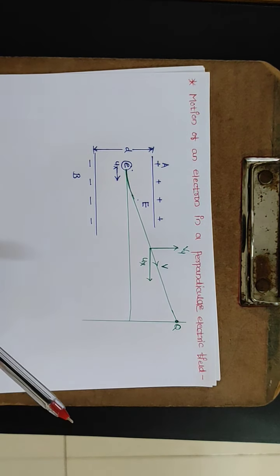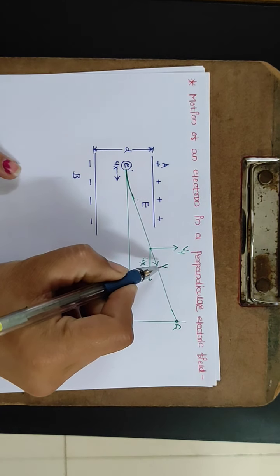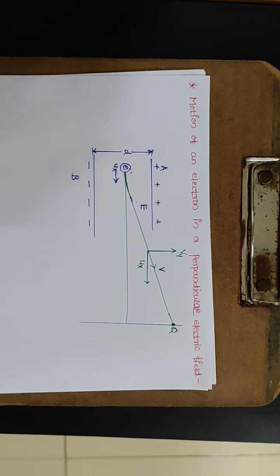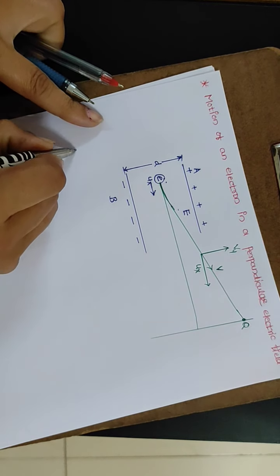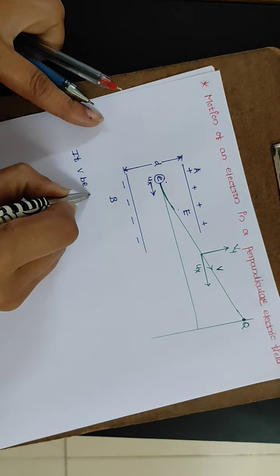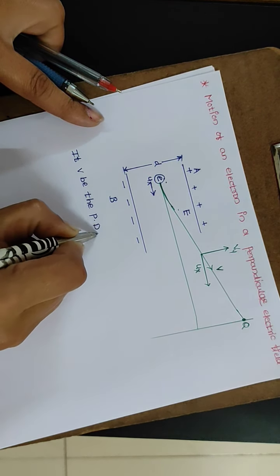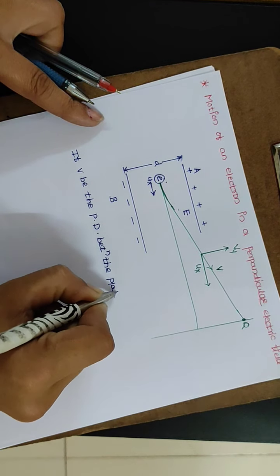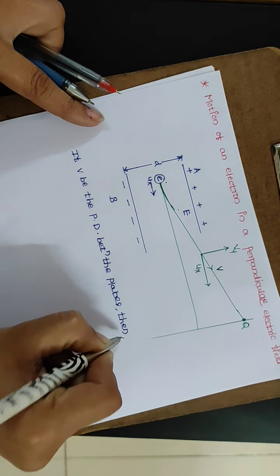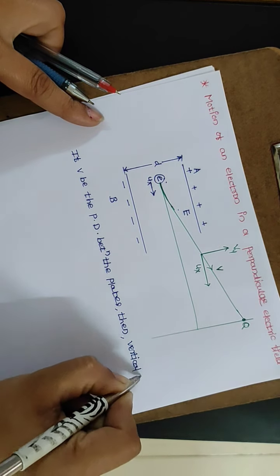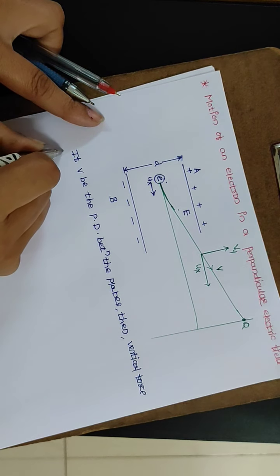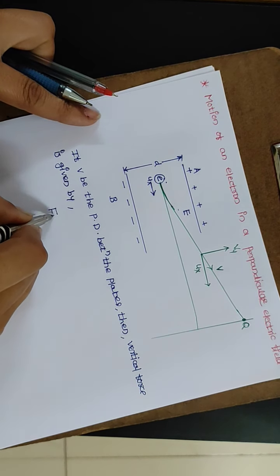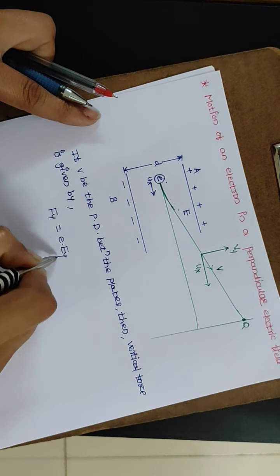If V be the potential difference between the plates, then the vertical force is given by Fy is equal to e into Ey. Give this equation number 1.